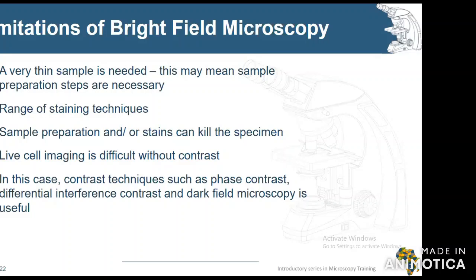Then another pitfall or limitation of bright field microscopy is that these sample preparation processes can lead to the destruction of the specimen. So it can kill the specimen. And so live cell imaging is always very challenging and difficult with a bright field microscope. To help that situation, one can make use of other techniques like DIC, the dark field microscope, and phase contrast. All those can help in live cell imaging.